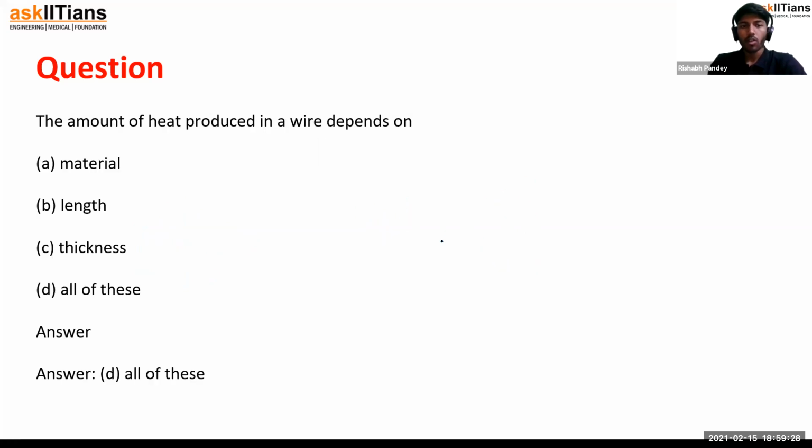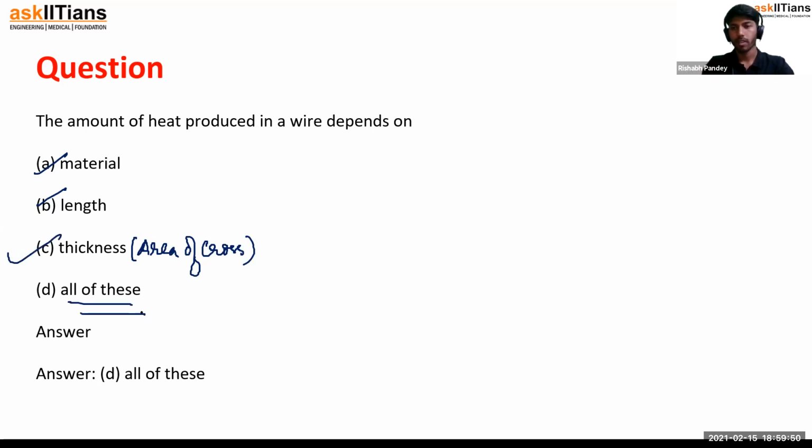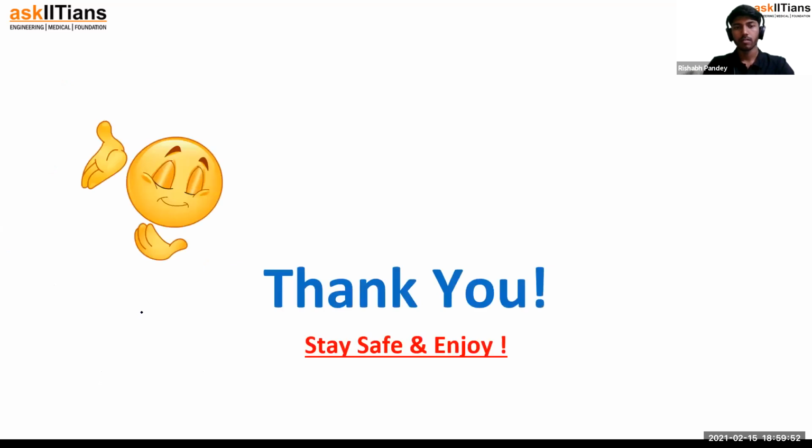Next is, the amount of heat produced in a wire depends upon, again, the same things. Material, obviously, material will be there. Length, we discussed it. Thickness, the area, basically they are talking about the area of cross section over there. Area of cross section. And yes, so all of these will be the correct answer. Am I clear till this part?